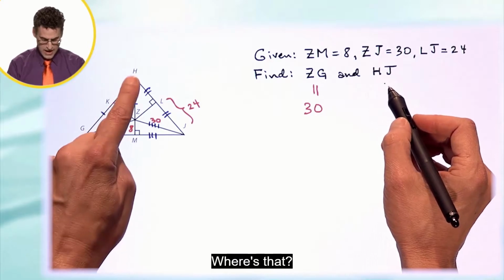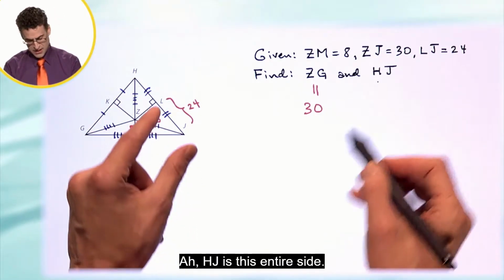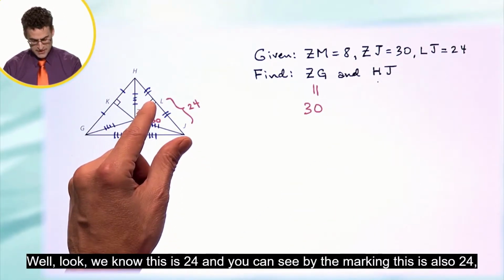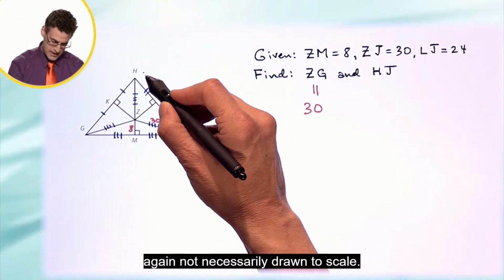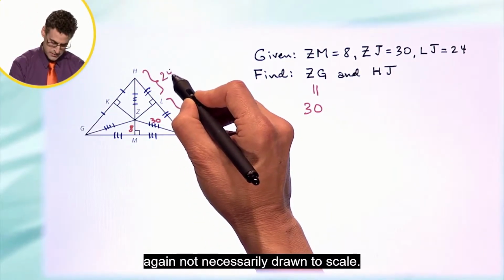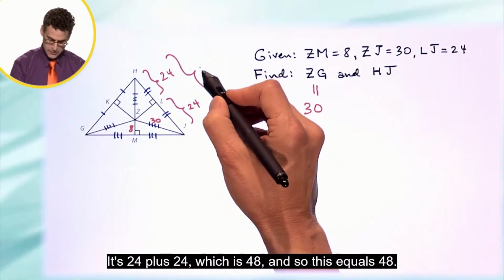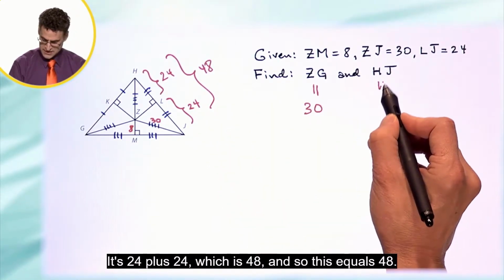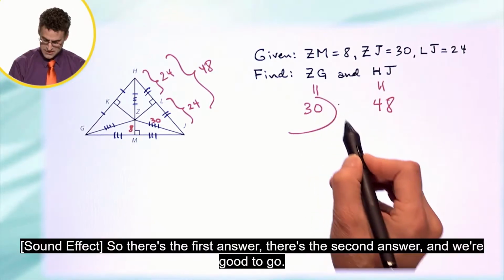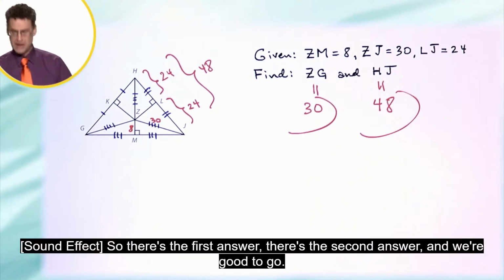Now, what about HJ? Where's that? HJ is this entire side. Well, look, we know this is 24, and you can see by the marking this is also 24. Again, not necessarily drawn to scale. And so therefore, what's the whole thing? It's 24 plus 24, which is 48, and so this equals 48. So there's the first answer, there's the second answer, and we're good to go.